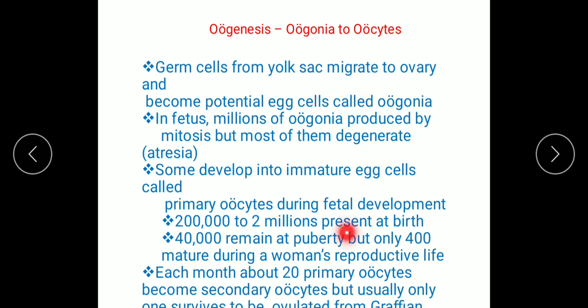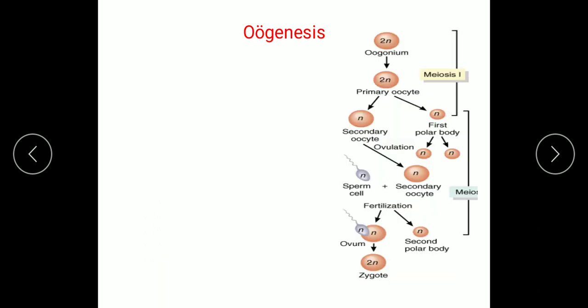Each month about 20 primary oocytes become secondary oocytes, but usually only one is ovulated from the Graafian follicle. Only one is released during ovulation. This is the diagrammatic representation of oogenesis, so see the picture.